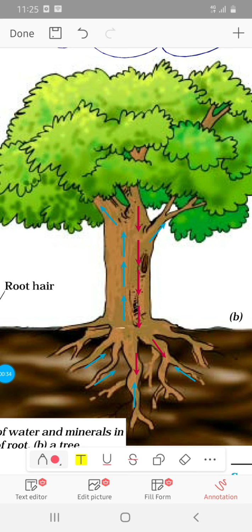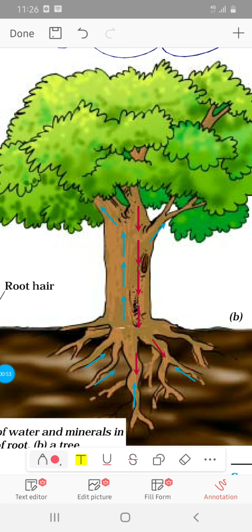Food is produced in the leaves. Green pigments present in the leaves help the plants to absorb the sun's energy, and with the help of the sun's energy they can make the food. That means the carbon dioxide they take from the air and the water they take from the soil.